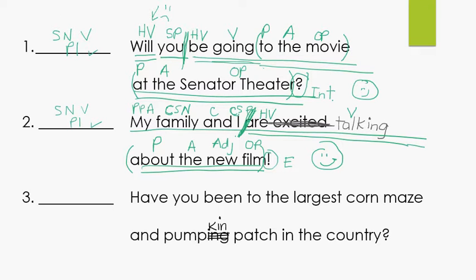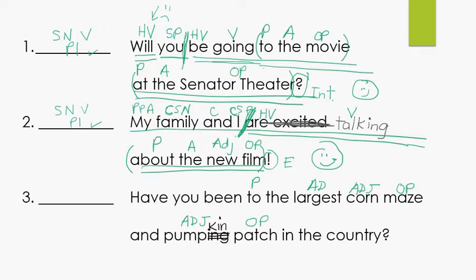Okay. Have you been to the largest corn maze and pumpkin patch in the country? Do you see any prepositions? To what? Maze. Object of the preposition. Is there any other object of the preposition? Have you been to what else? Pumpkin patch. Yeah, patch. So object of a preposition. What kind of patch? Pumpkin. What kind of maze? Corn. Adjective. So pumpkin is an adjective. Corn is an adjective. What kind of maze?